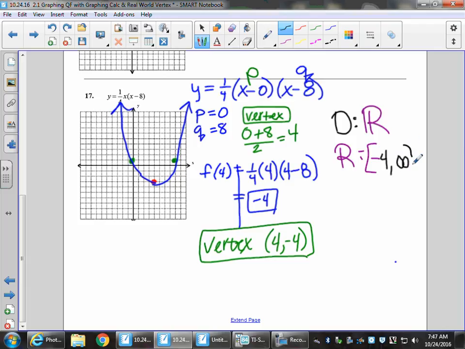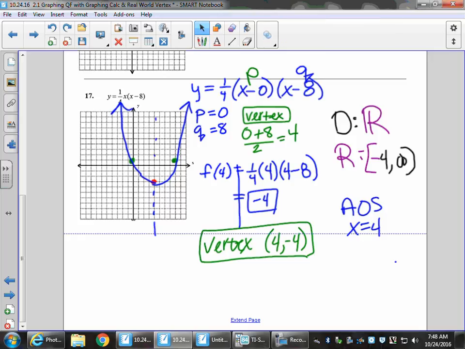Just to wrap up this piece. What else can you say? That's my attempt at drawing a parenthesis with the mouse. Sorry. What other characteristics can we say? Where's your axis of symmetry? Axis of symmetry, x equals 4. That would be my invisible dotted line that cuts the graph directly in half.